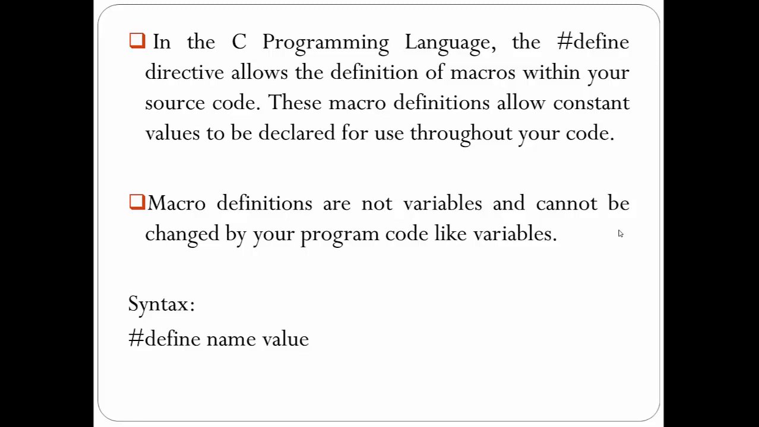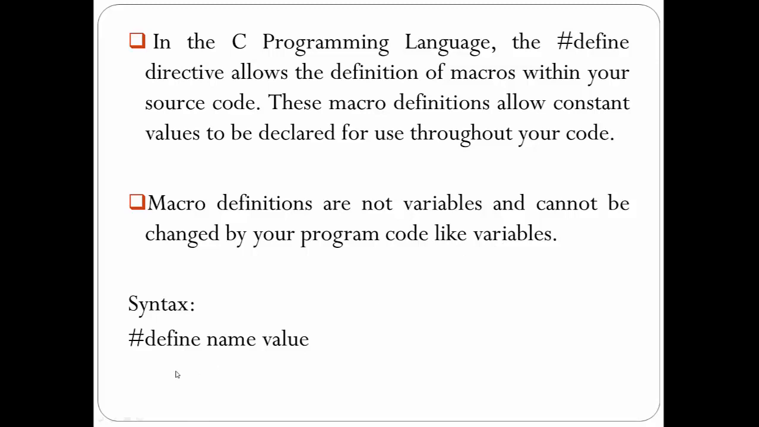Before starting with the program, let's try to understand the purpose of the #define directive. This directive allows the definition of macros within your source code. These macro definitions allow constant values to be declared for use throughout your code. This is the syntax for using the #define preprocessor directive for defining a constant. Macro definitions are not variables and cannot be changed by your program code like variables. So there's a difference between constants and variables. Constants cannot be changed. As opposed to it, variables are the values which can be changed.